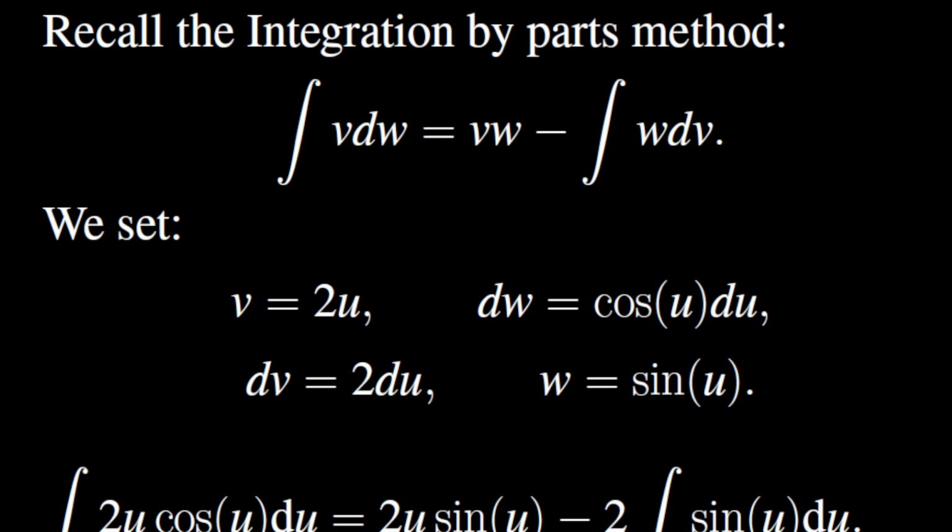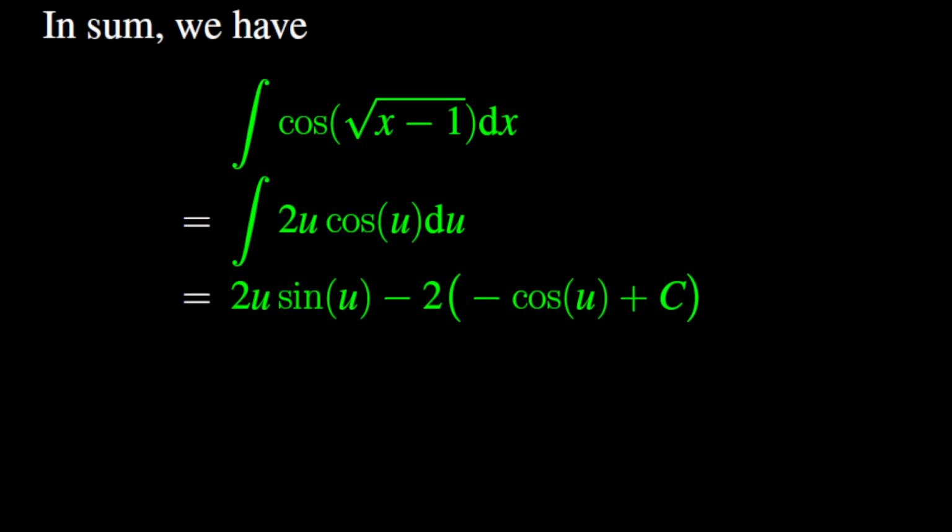Note that the integral of sine of u is negative cosine of u plus a constant c. In sum, the integral of cosine of square root of x minus 1 is equal to the integral of 2u cosine of u du, which is equal to 2u times sine of u minus 2 times the quantity negative cosine of u plus a constant of integration c. When we simplify the previous expression, we see that the integral is equal to 2u times sine of u plus 2 times cosine of u minus a constant of integration 2c.